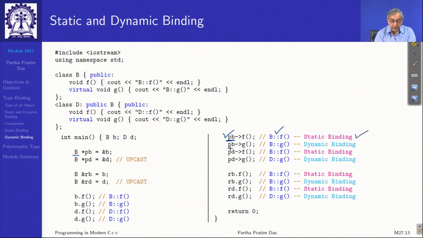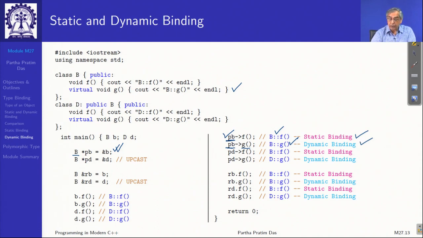But what happens if I call p b pointer g? Now, g is a virtual function. So, it will be dynamically bound. So, it depends on what p b is pointing to. P b is pointing to a B class object. So, since p b is pointing to a B class object at the runtime, it will invoke the B class function B::g, but this is happening through dynamic binding.